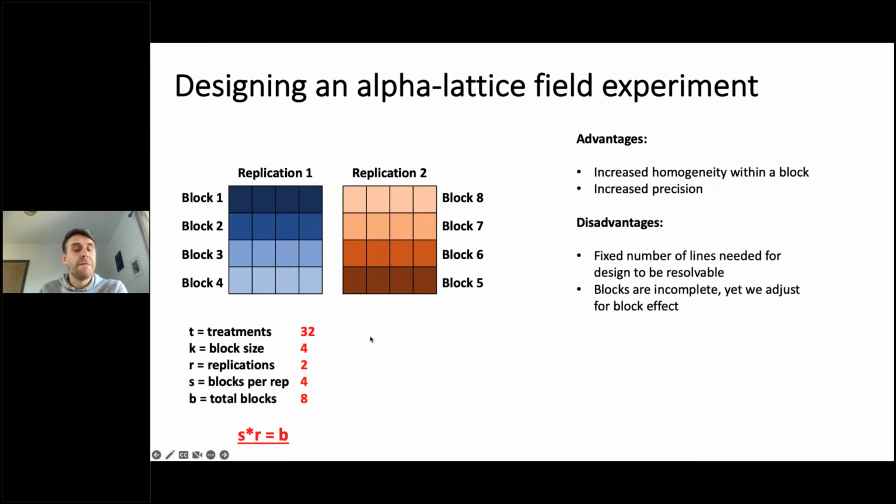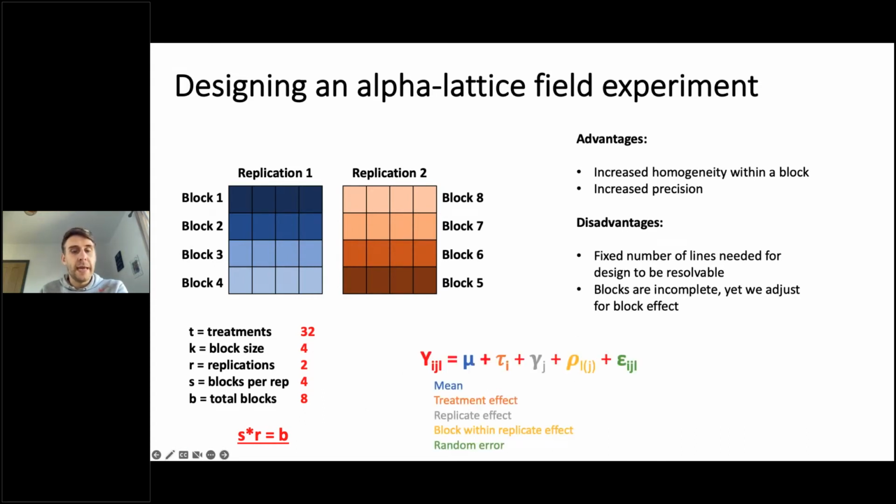So you can define this specific example as having 32 treatments, or T being 32, a block size of 4 because each block has 4 plots, 2 replications, 4 blocks within each rep, or S, and a total blocks of 8. The important thing to remember with these lattice designs is that the number of blocks per rep multiplied by the number of reps must be equal to the total number of blocks you have. So S times R must equal B.